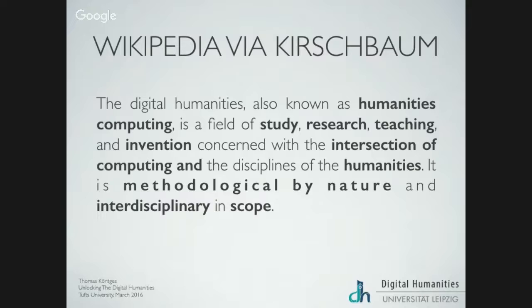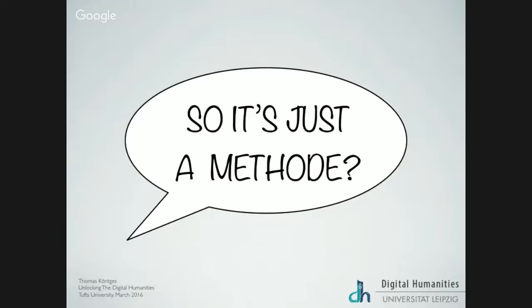So Wikipedia says, according to Kirschenbaum, the digital humanities, also known as humanities computing, is a field of study, research, teaching, and invention at the intersection of computing and humanities. It is methodological by nature and interdisciplinary in scope. So what does this mean? Does it mean that digital humanities is just a method? Some people really think that, and that's not a bad approach. It's a valid approach. It's one of the 800 different definitions of what digital humanities is.